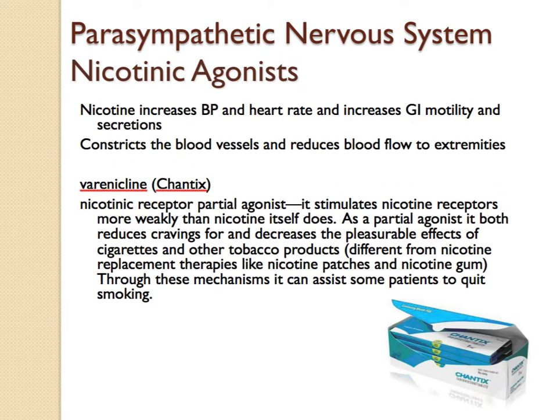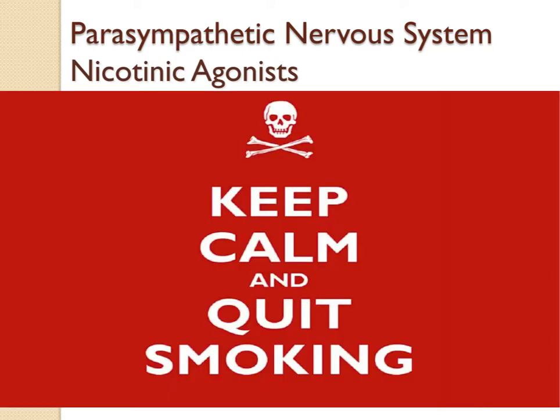And lastly, we're going to talk about the parasympathetic nervous system nicotinic agents. So nicotine found in cigarettes, increases your blood pressure, heart rate, GI motility. A lot of people are trying to stop smoking, and they might use a nicotine replacement, which is just basically binds to the same receptor site, or they can use a product called varenicline, and the brand name is Chantix, and that's a partial receptor agonist.